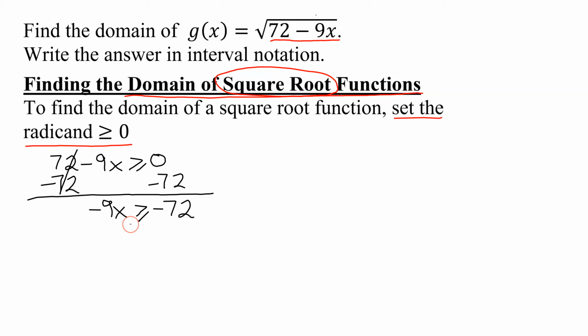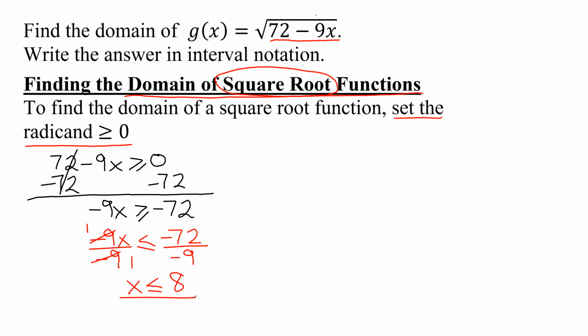I'm going to have to divide both sides by negative 9. Remember, dividing both sides of an inequality by a negative number reverses the inequality symbol. So instead of greater than or equal to, it becomes less than or equal to. And now I get x is less than or equal to negative 72 divided by negative 9, which is positive 8. So there is my solution.